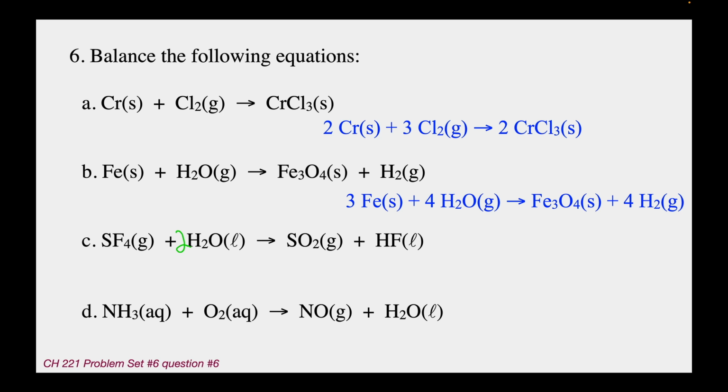And now by doing that, I have 2 times 2, 4 hydrogens, and HF only has 1 hydrogen. I'll start by putting a 4 right there. And if you look then, we have 4 fluorines on the left, 4 fluorines on the right, 4 hydrogens on the right, 2 times 2, 4 hydrogens on the left. 2 oxygens on the left, 2 oxygens on the right. I believe everything's balanced, and sure enough it is.